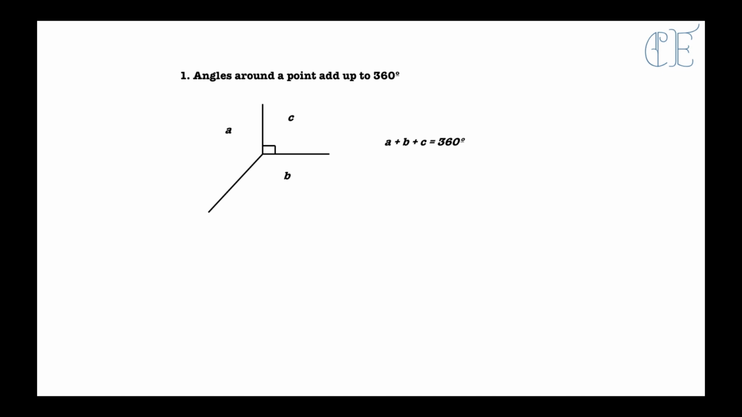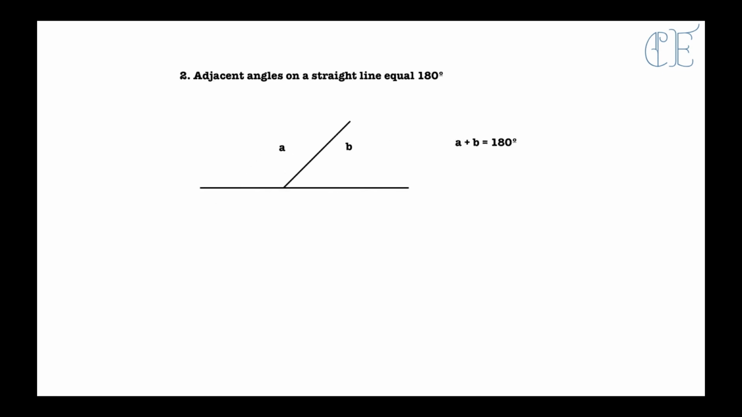Now, the rules that you definitely need to know surrounding angles are that angles around a point add up to 360 degrees. So all of these three angles, including this one which looks like a right angle, all add up to 360 around a point. Adjacent angles on a straight line equal 180. So any angle that is on a straight line like this, next to each other like that, will add up to 180 degrees. If you know one of them and not the other, you can work it out.